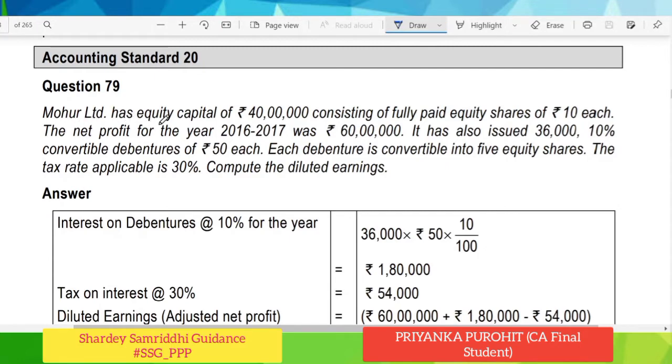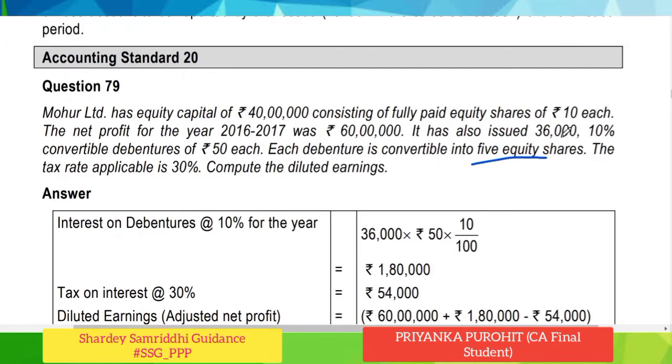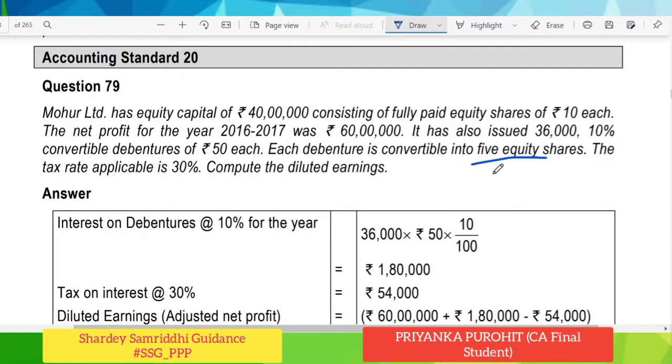M Limited has equity capital of rupees 40 lakh consisting of fully paid equity shares of rupees 10 each. The net profit for the year 2016-17 was rupees 60 lakhs. It has also issued 36,000 10% convertible debentures of rupees 50 each. Each debenture is convertible into 5 equity shares. So the convertible number of equity shares is 36,000 multiplied by 5, which gives us 1,80,000 equity shares. The tax rate applicable is 30%. We have to compute the diluted earnings.